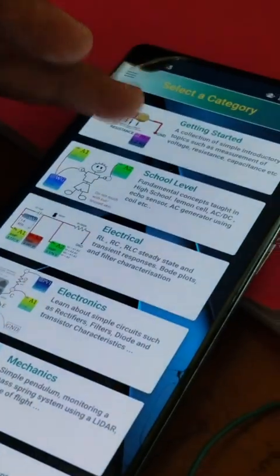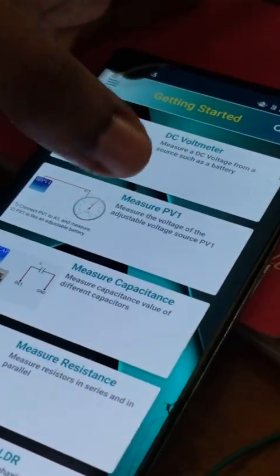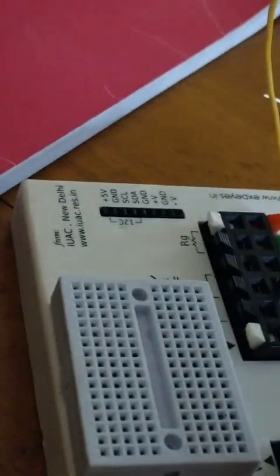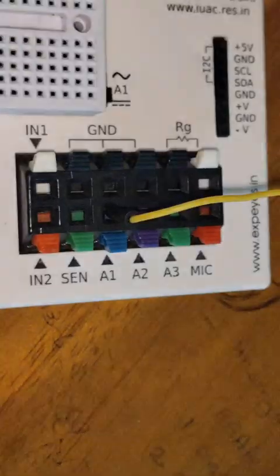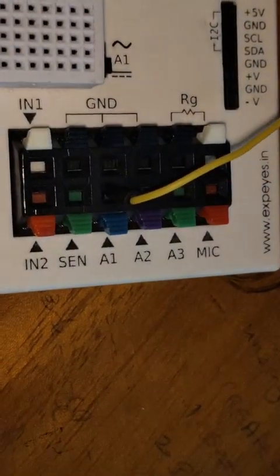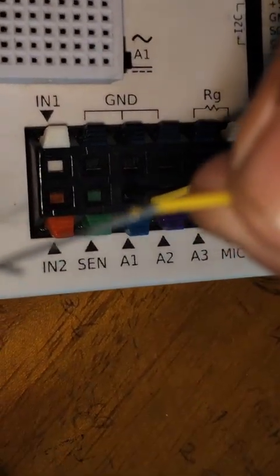Experiment number 2. Getting started. Second of. Rest of PV. So, first you. Okay. We can PV1 to A1. PV1 to A1. Okay.